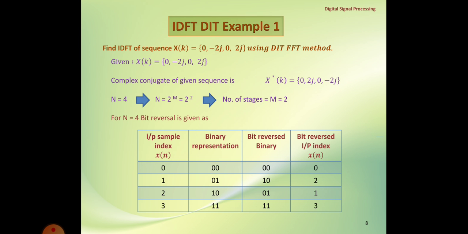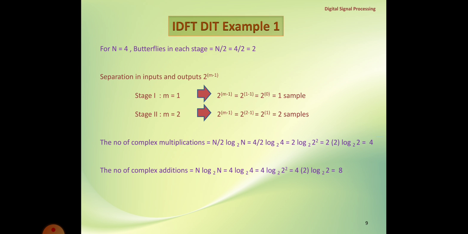Next, for N equal to 4, bit reversal is given as: first column 0 1 2 3, second column the binary representation, third column the reversal of the binary representation, and fourth column the bit reversed input indices, that is 0 2 1 and 3, where the first two indices represent even indexed values and the last two indices represent odd indexed values.